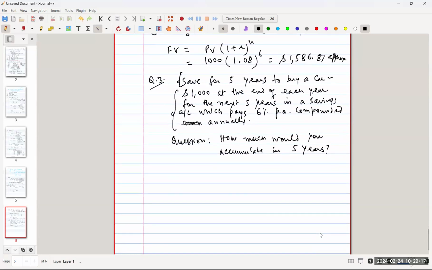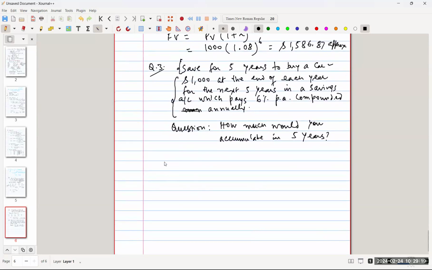So folks, please identify the type of cash flow involved. Type of cash flow. There are only 3 possibilities. Annuity. It's an annuity because you will be saving, you will be putting some amount of money at the end of each year into your account. So it's being repeated. 1,000 at the end of the first year, another 1,000 at the end of the second year, another 1,000 at the end of third year, and so on. So it is an annuity.